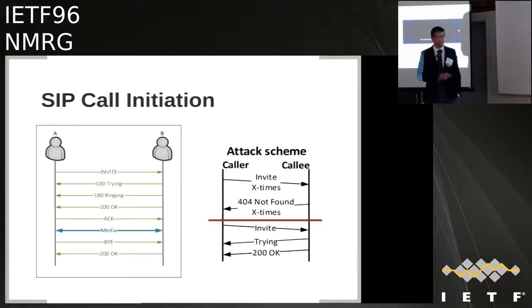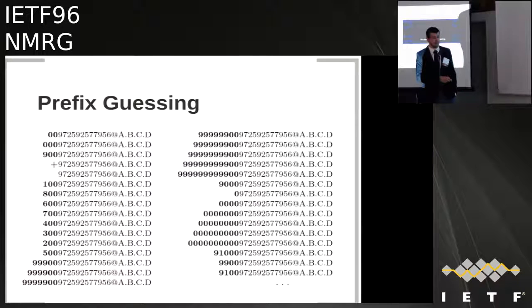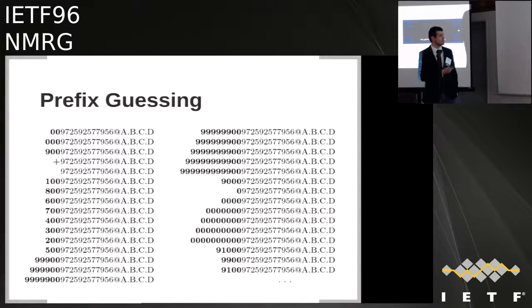So a typical attack looks like this. The attacker sends a very large amount of INVITEs with different prefixes. The server returns this message, and when the attack is successful, you can observe this pattern. Prefix guessing, you can imagine in this way: these are the private number prefixes, and the attacker tries to guess these prefixes.